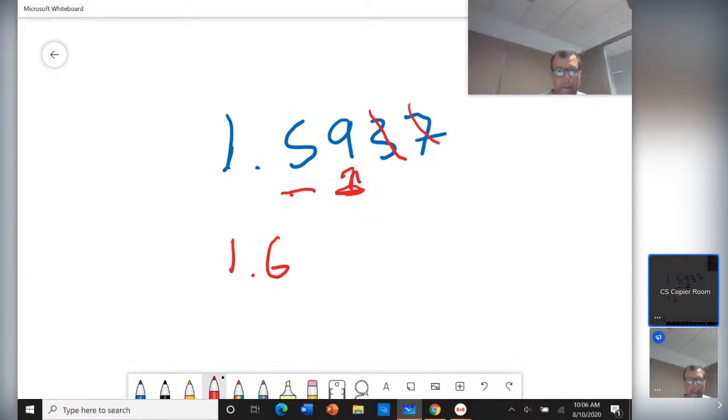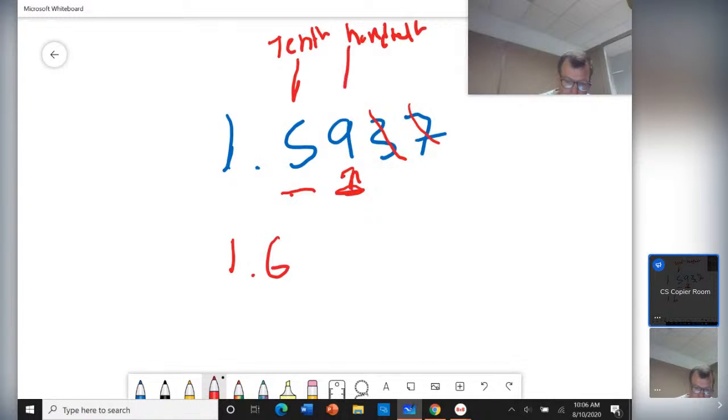So it's going to be 1.6. Whenever they're asking you for the tenths, the only 2 numbers you need to focus on are the tenths, which is right here, and the hundredths, which is right here. That's why I had you cross these 2 out, because those really don't matter. We're just focusing on the tenth place and the hundredth place. If the hundredth place is 5 or greater, you're going to round up the tenth place. If it's less than 5, you're going to keep that number the same.